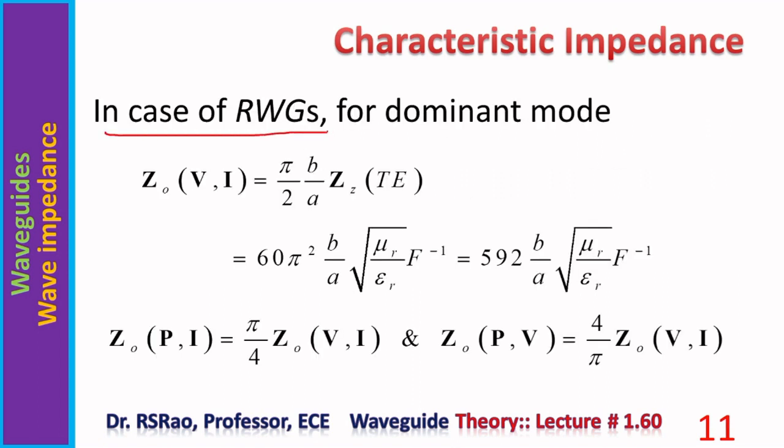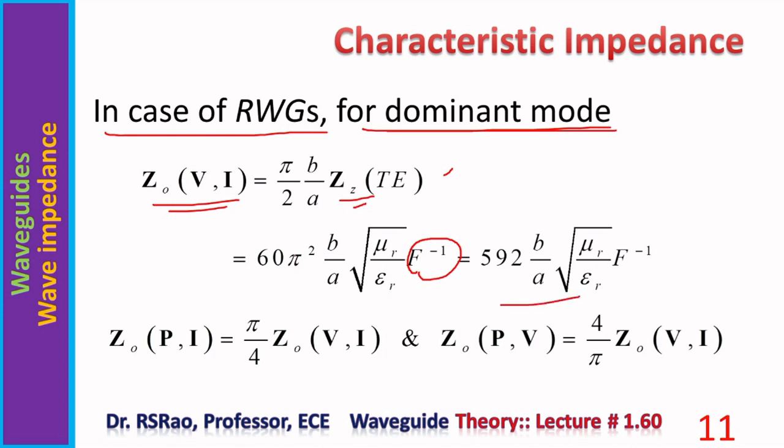In the case of rectangular waveguides, for the dominant mode, somehow we can calculate. The voltage current definition gives characteristic impedance as pi by 2 times b by a times the wave impedance for TE mode. Of course, this can be put in this form also: 60 pi squared b by a, square root of mu r by epsilon r, times 1 by f, where f is already defined, times square root of 1 minus the factor already defined, fc by f whole squared.